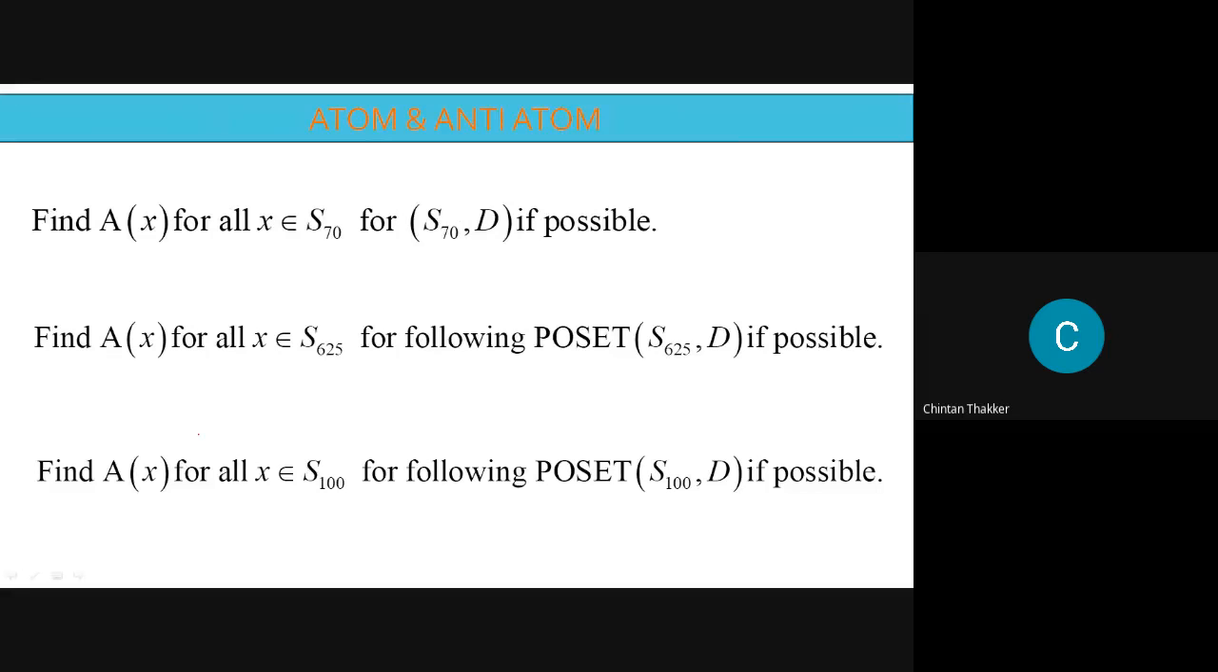ये सारे हमने सम्स किए हुए हैं. इसमें से कोई एक करो. कौन सा करना है? 100 वाला कर दो. S 100. 100 वाला सॉल्व करो.